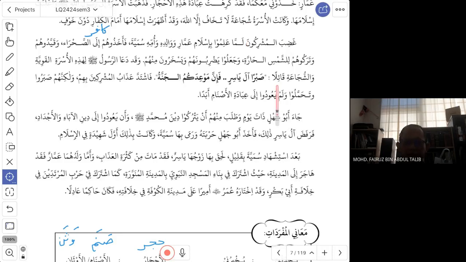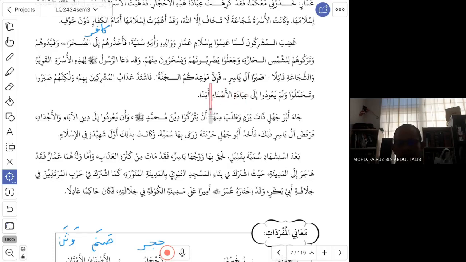Qailan, by saying. Qailan is from the word qala, yaqulu, qaul, qail, saying. So this was the saying of the Prophet to the family of Ammar. Sabran, be patient, ala Yasir. This is during the early days of Islam, where there was no jihad yet. So at that time, whatever the Kuffar Quraysh did to the Muslims, they just had to be patient. Sabran ala Yasir, be patient.